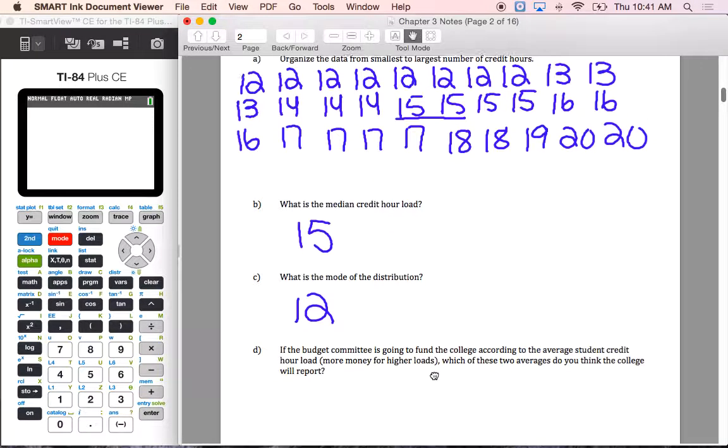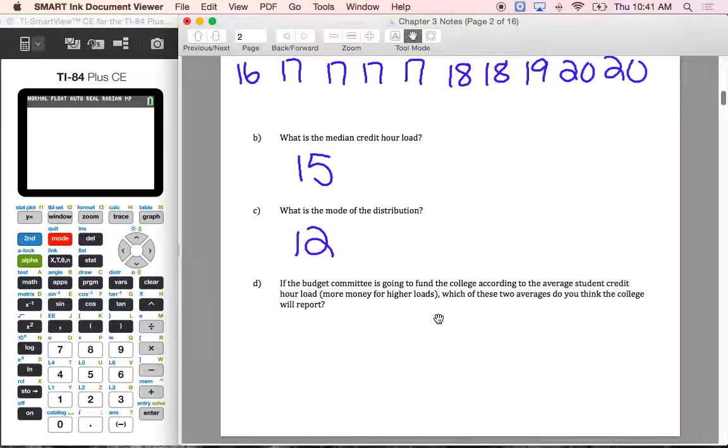Now for part D, it says, if the budget committee is going to fund the college according to the average student credit hour load, more money for higher loads, which of these two averages do you think the college will report? Well, if they want to get more money, they want to show that they have more students taking higher loads. So they're going to use that median for them. So again, the median number there is higher. The higher the load amounts, the more money the college is going to get.